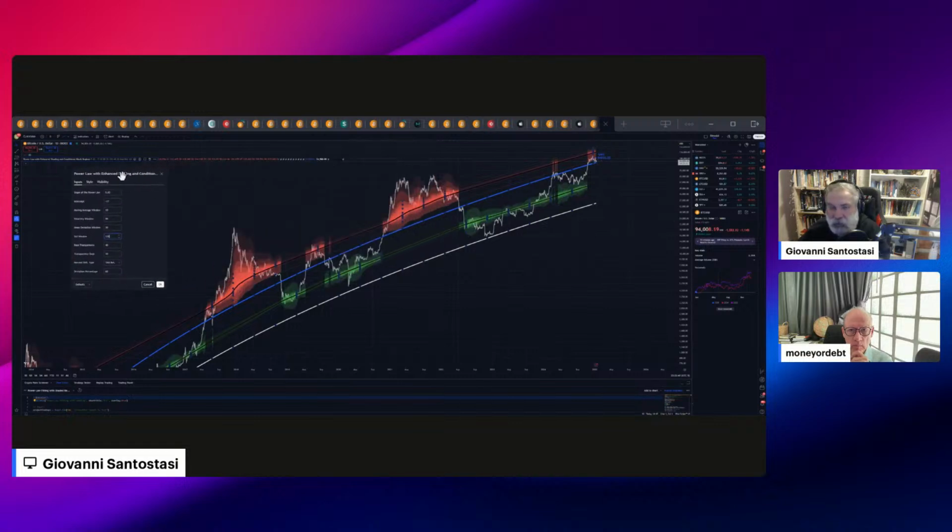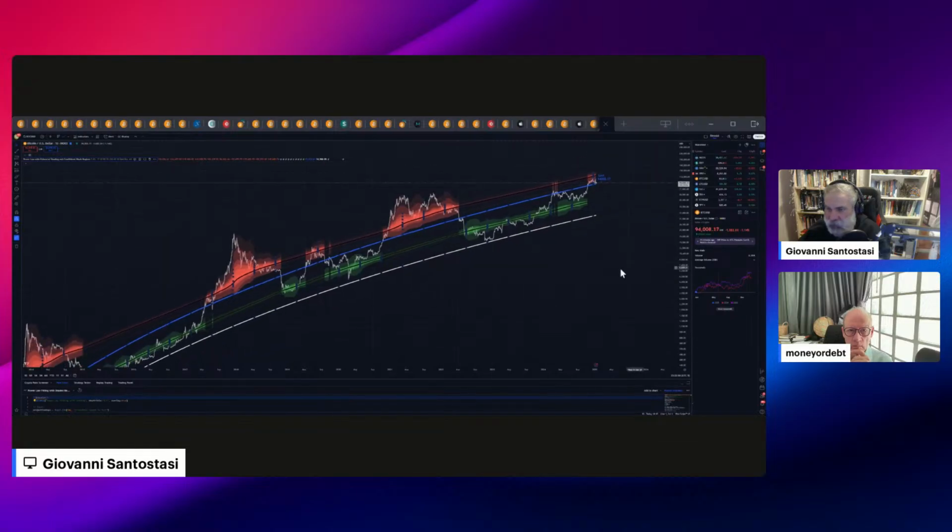This is the usefulness of the indicator. By the way, I'm going to send you an invite for the indicator so you can play with it and tell me what you think. But what do you think about this approach? Do you have any feedback? Do you think it's an interesting way?